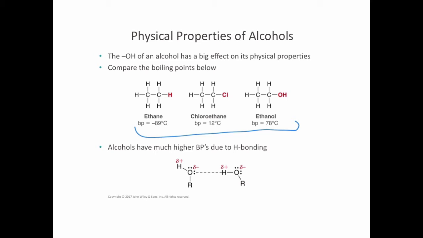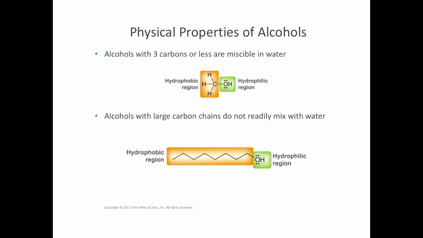And the reason for that is the hydrogen bonding. The hydrogen bonding, those are strong intermolecular forces that have to be broken in order for the phase transition from liquid to gas. So it takes more energy in the form of heat to break hydrogen bonds to facilitate that phase transition. Alcohols with 3 carbons or less tend to be miscible in water, meaning they mix with water. Alcohols with large carbon chains do not readily mix with water and will form 2 layers if you try to mix them with water.